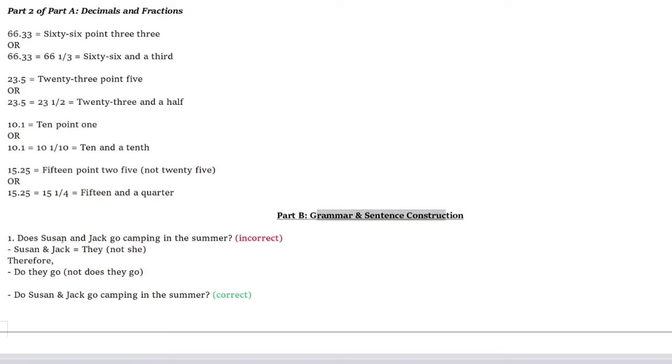Grammar and sentence construction. Right, number 1. Does Susan and Jack go camping in the summer? Okay, it's not correct. Why? Because Susan and Jack are they. It's not she, it's not he. So, they go. I go, you go. He, she, it goes. We go, they go. Not does they go. So, do Susan and Jack go camping in the summer? Do they go camping in the summer? So, that's the correct sentence.